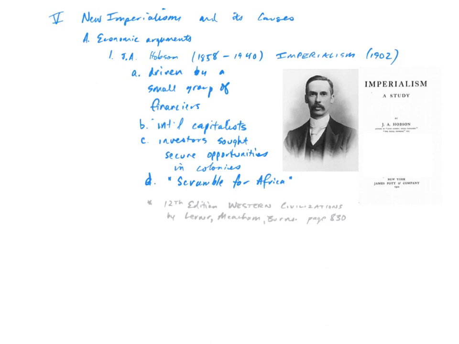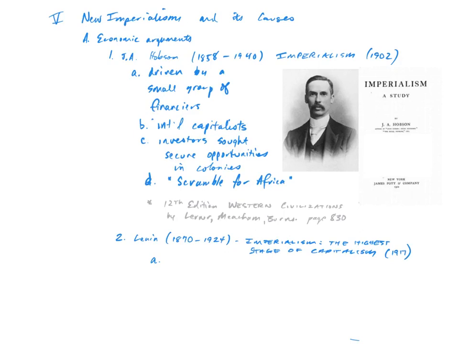Again from the text, Hobson's analysis inspired a more influential critique of imperialism by the Russian communist and future revolutionary leader, V. I. Lenin. Lenin's work is entitled Imperialism, the Highest Stage of Capitalism. Lenin argued that A, imperialism was an essential stage in the development of capitalism.